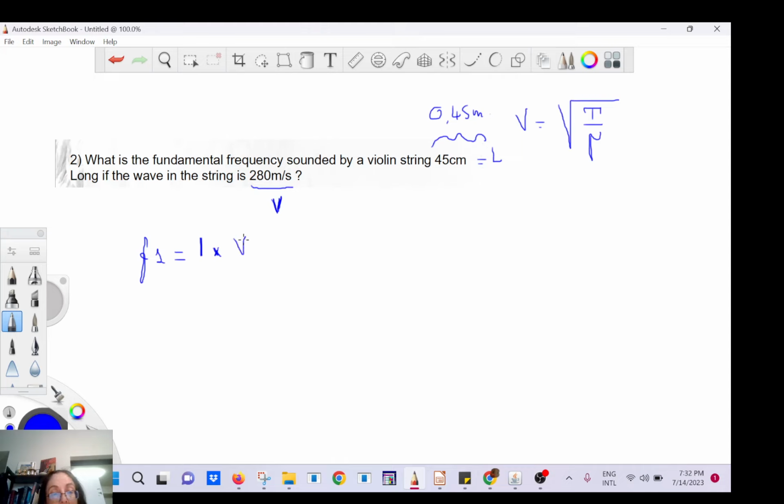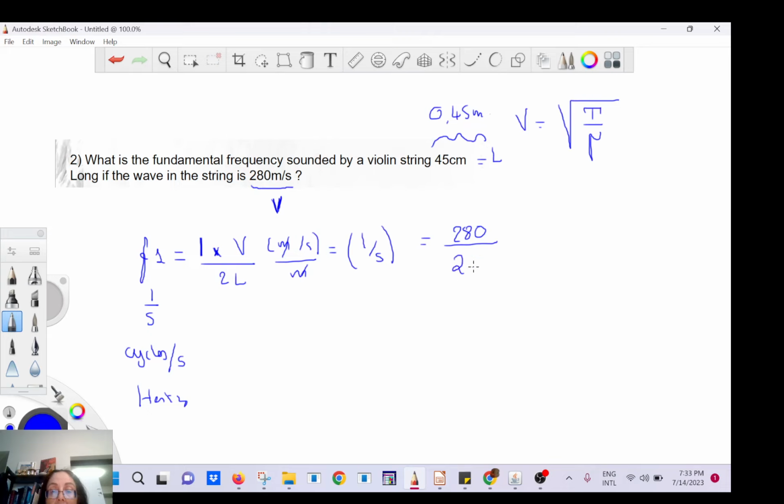So the fundamental F sub 1 equals, so the number is 1 times V divided by 2L. And you remember that because look at the unit here. That's going to be meters per second. That's going to be meters. So we cross out. So the unit will be 1/second. And the unit for frequency is 1/second because that will be cycles per second. Or also hertz, but it's per second. Okay, so that's going to be equal to the speed 280 divided by 2 times 0.45.